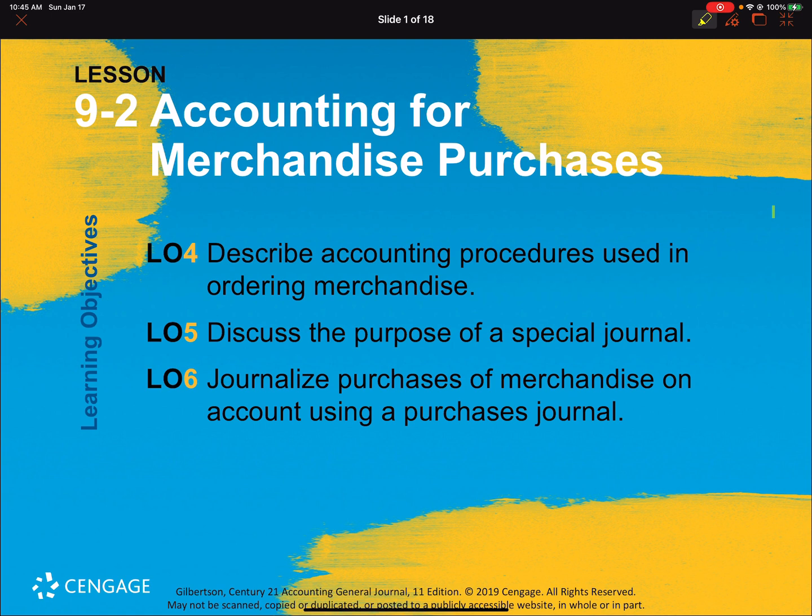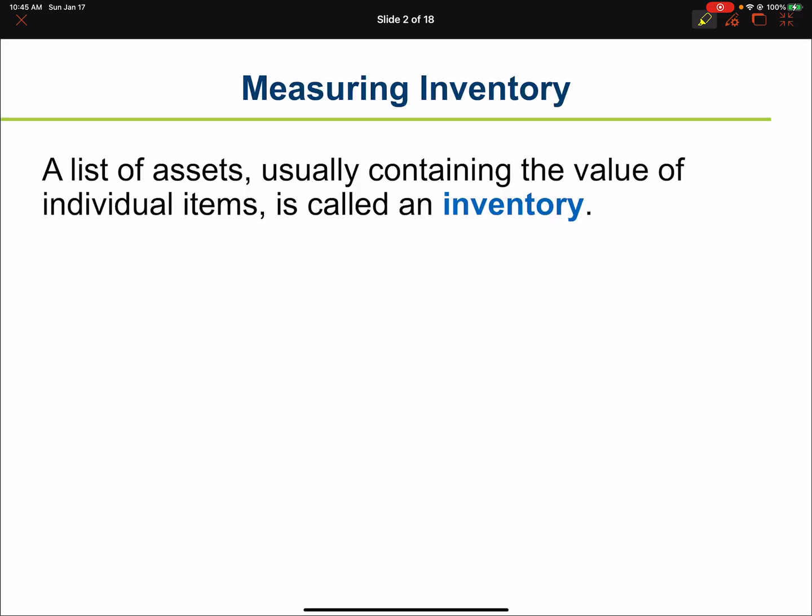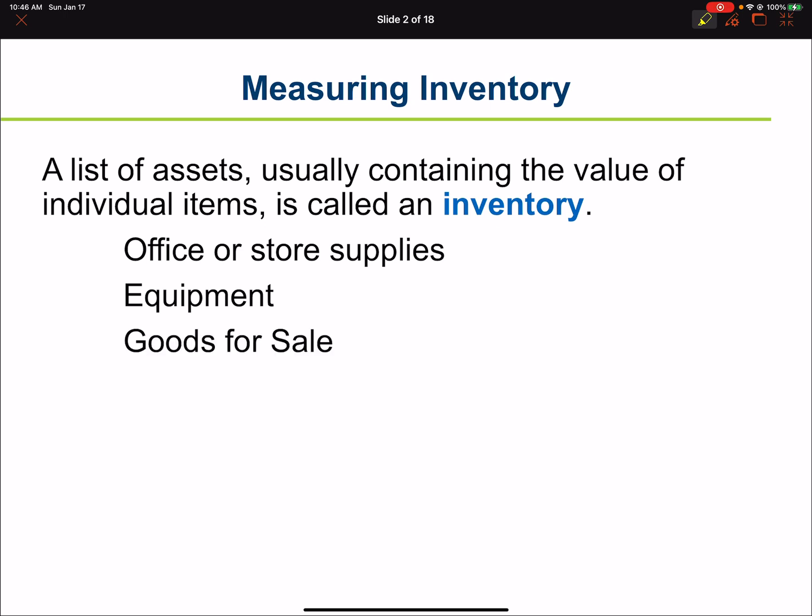Okay, next on Chapter 9, Section 2, we're going to talk a little bit about recording purchases and how we organize that in our special journals. A list of assets, usually containing the value of individual items, is called an inventory. There are different kinds of inventories. For example, a company might have an inventory of office or store supplies, equipment, or goods for sales.